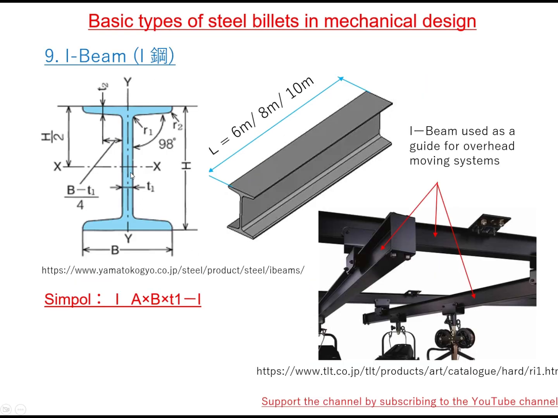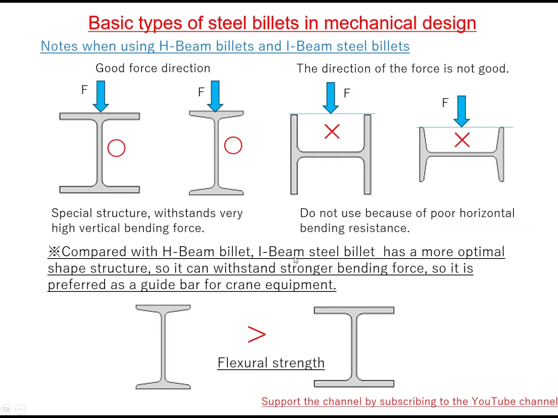The ninth is I-beam steel billet. This steel billet has a better cross-sectional structure than the H-beam billets, so it can withstand bending forces better than the H-beam billets, and is often used as a guide bar for high-altitude lifting systems. Note that when using H-beam billet and I-beam steel billet, although these two types of steel billet can withstand very large bending forces in the vertical direction of the cross-section, they are weak in the horizontal direction of the cross-section. Therefore, designers must pay attention to placing the load-bearing direction correctly.